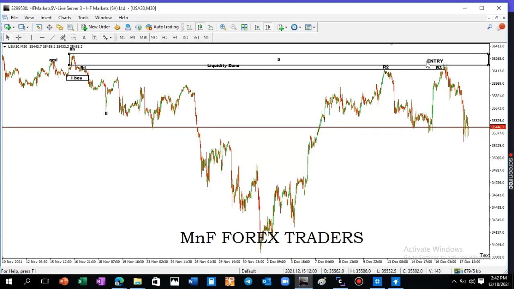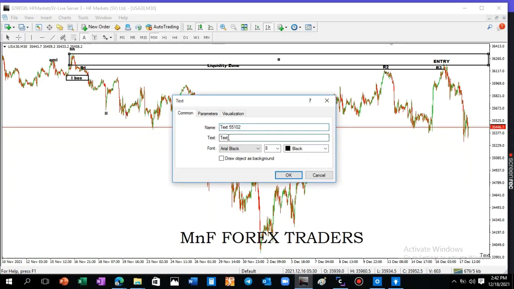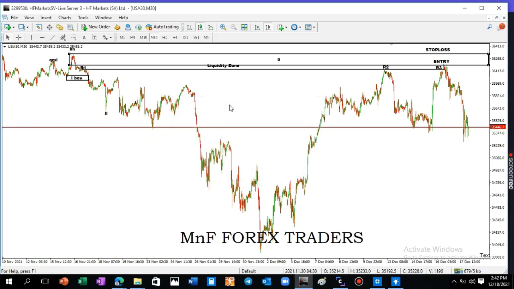So that's how it is. That's how it's supposed to be. And the stop loss is going to be about here. Stop loss right here. The stop loss is above our entry right there, and we have our liquidity zone right here.